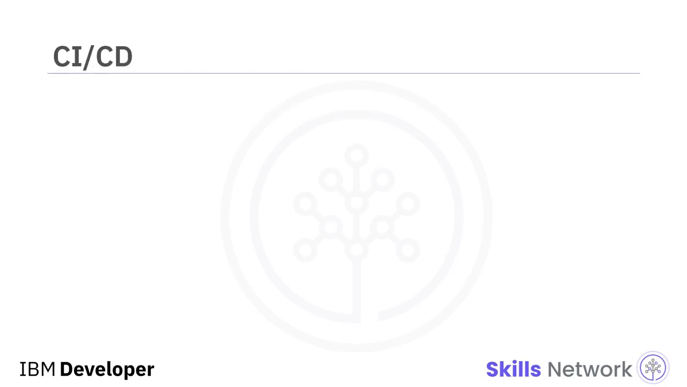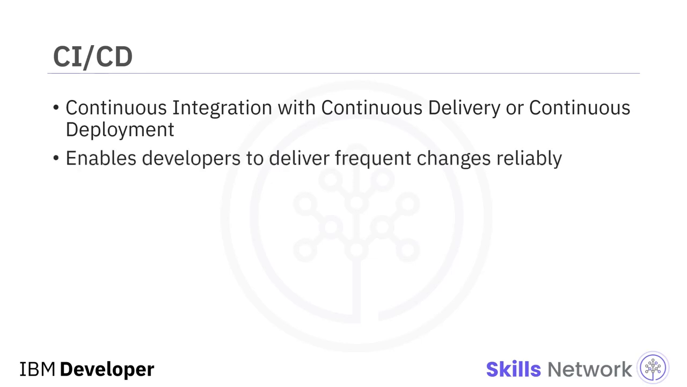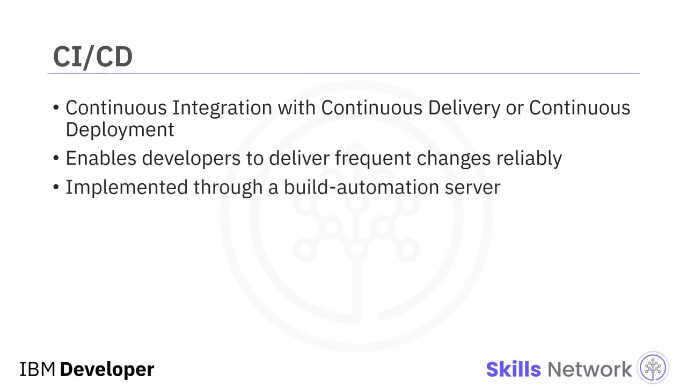CI/CD refers to the practices of continuous integration and either continuous delivery or continuous deployment. CI/CD is a best practice for DevOps teams, enabling developers to deliver frequent changes reliably. Implemented through a build automation server, continuous integration, or CI, ensures that all the code components work together smoothly. A CI build environment enables you to integrate newly developed code frequently, at least every day, if not every hour, depending on how quickly the project changes.